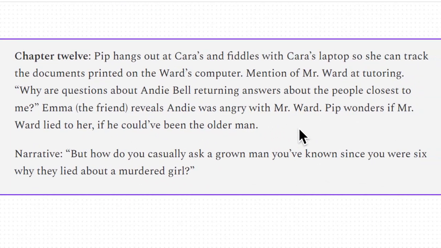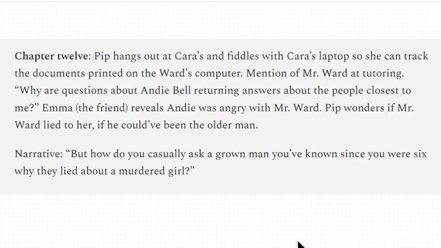Pip is hanging out at Kara's, and she fiddles with Kara's laptop so she can track the documents printed on the Ward's computer. There's a mention of Mr. Ward at tutoring, which of course is a clue that we will have for a while. She asks, why are questions about Andy Bell returning answers about the people closest to me? Again, I'm including that just because it's a note at the stakes.